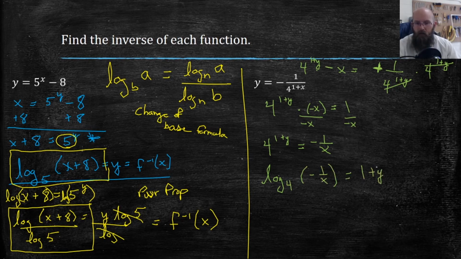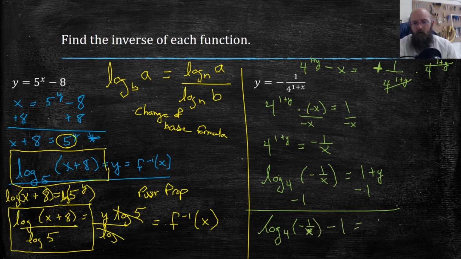Let's double check ourselves, right? 4 raised to the 1 plus Y equals negative 1 over X. Sweet, we did it. Now we just have to subtract 1, and I can't break up any of that log stuff. I have to just leave it inside the log, not mess with it. Minus 1 equals Y, and that is my inverse function.